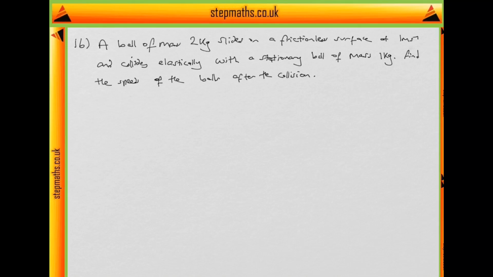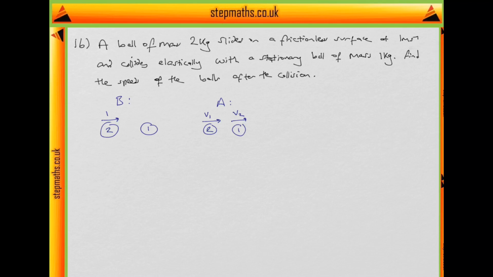So let's start by drawing a diagram. Before the collision, we have a ball of mass 2 kilograms travelling at 1 meter per second and a ball of mass 1 kilogram, stationary. And afterwards, we have the ball of mass 2 kilograms moving at a speed v1 and the ball of mass 1 kilogram moving at a speed v2. We'll arbitrarily point the directions to the right and the signs will come out positive or negative accordingly, and that'll tell us the direction of their motion.